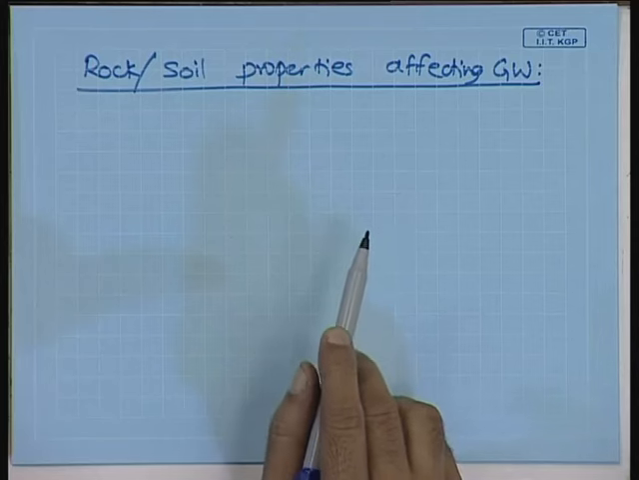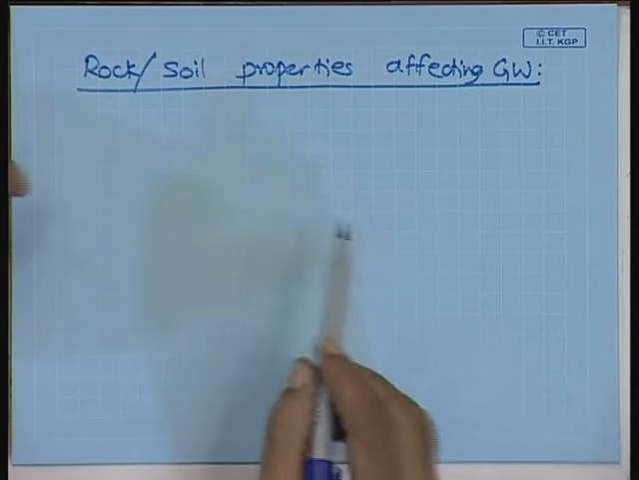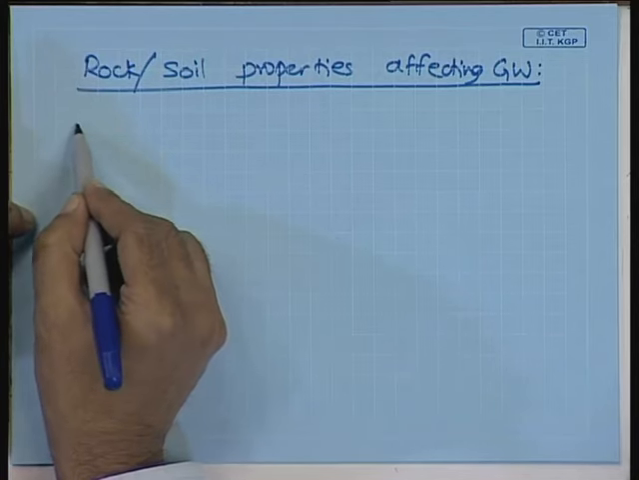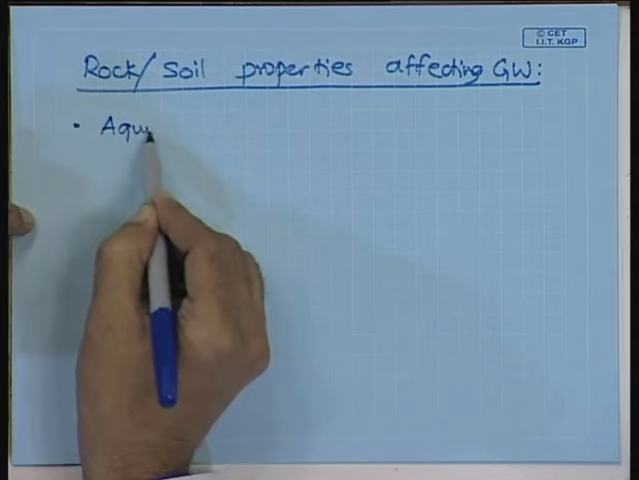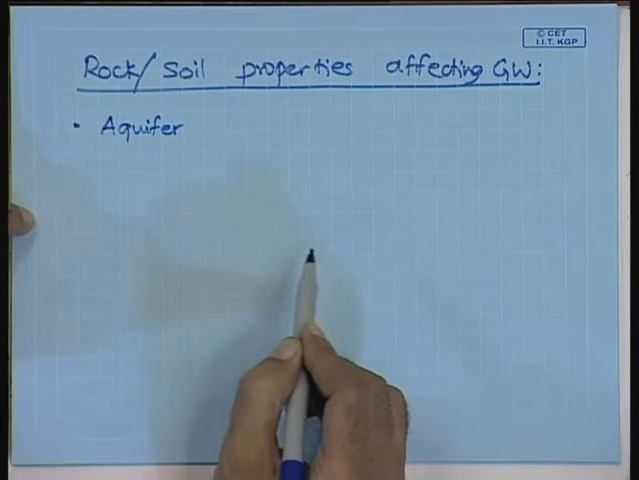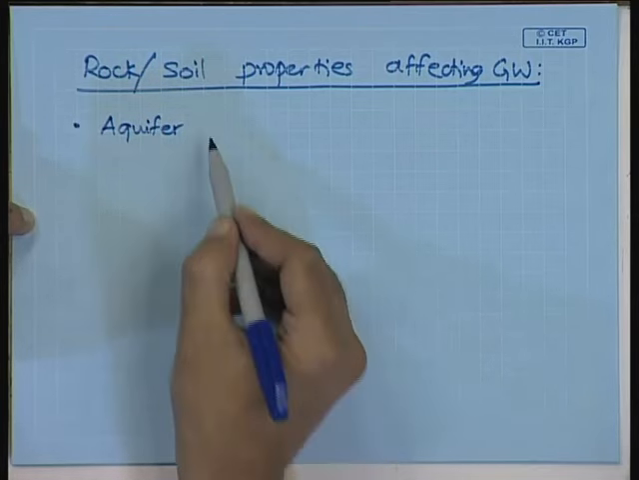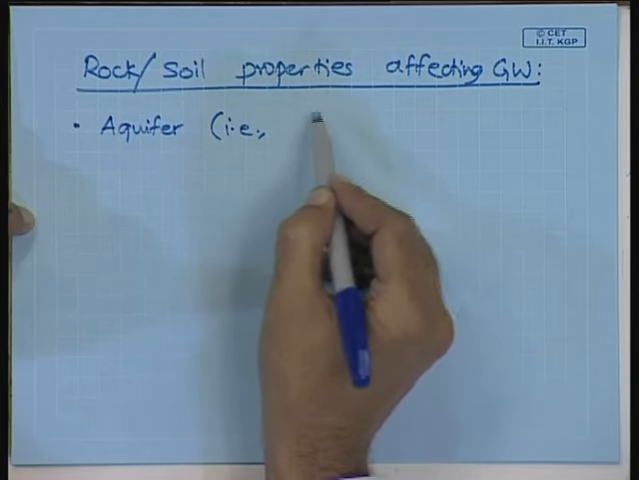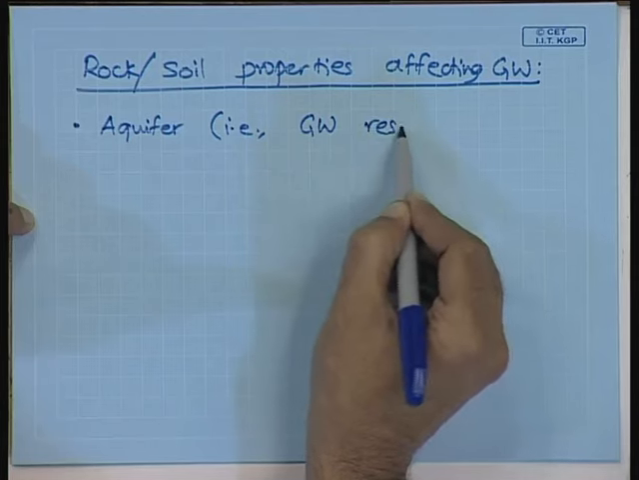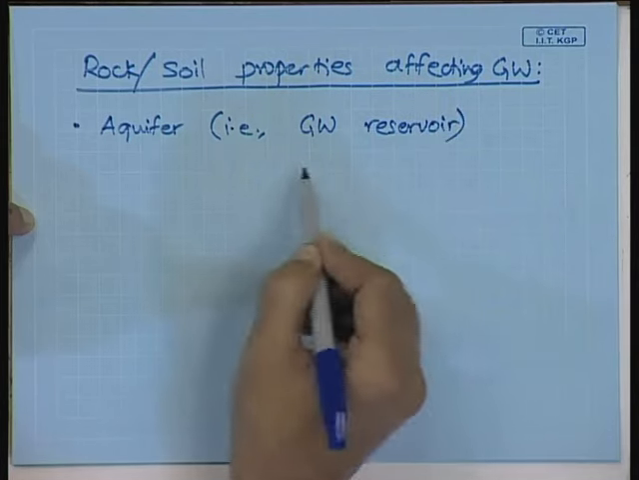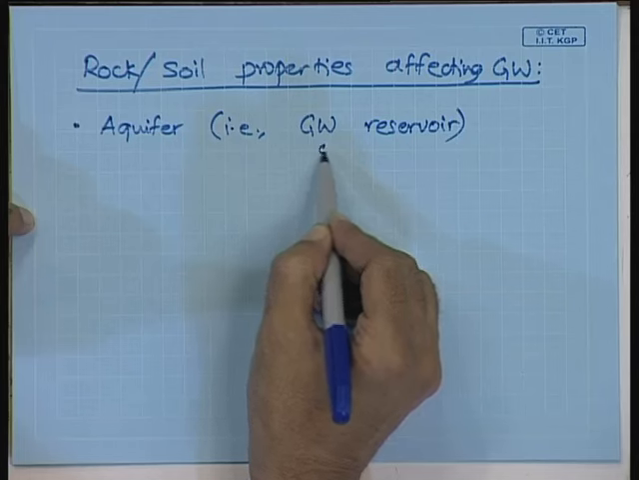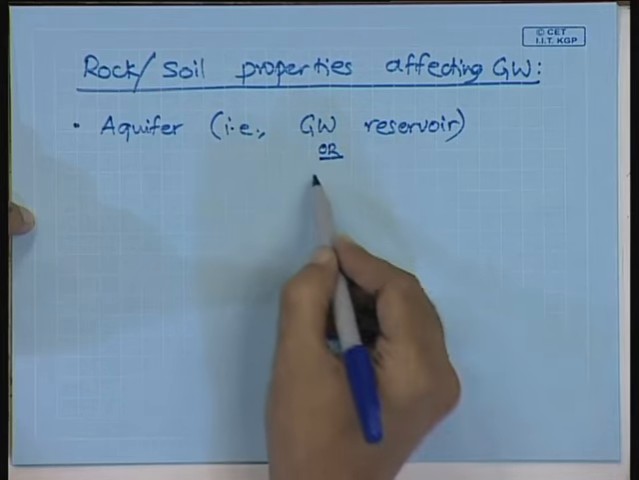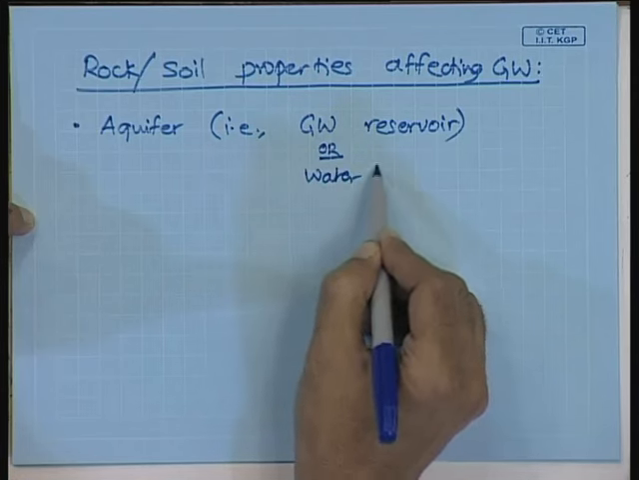And here, before going for these rock properties, we should know certain terminologies such as aquifer. This aquifer has synonyms, that is groundwater reservoir or, with an underline, that means one and the same, it is a synonym. So it is a water bearing formation.